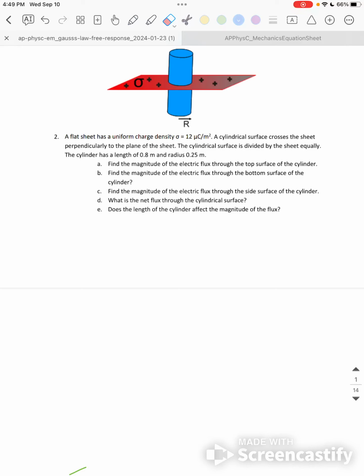All right, so in this problem, we actually did this in class, but I know some students probably wanted to look it over again. So in this scenario, we're just solving for flux. We're not solving for electric field. And we have two equations for flux, which in the equation sheet, it shows E dot dA.